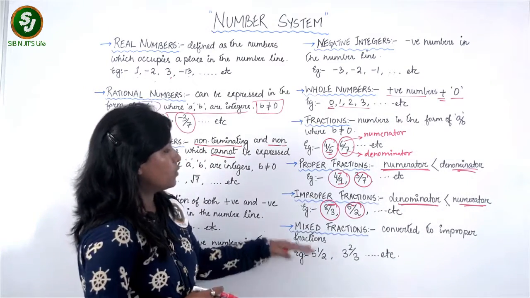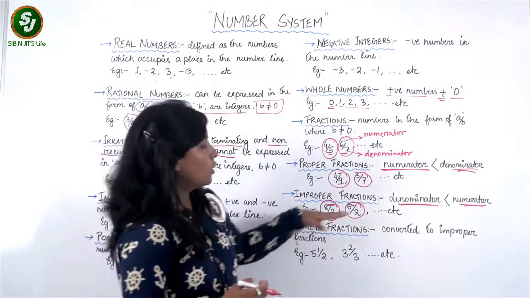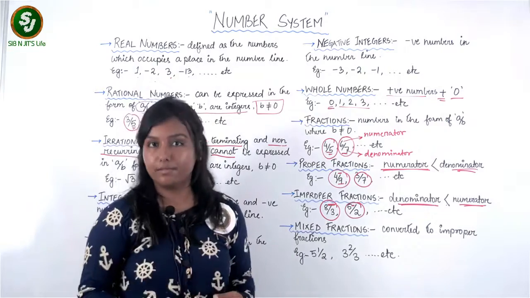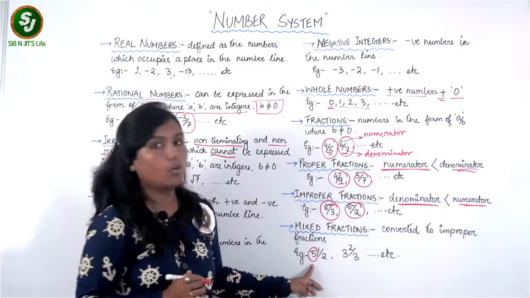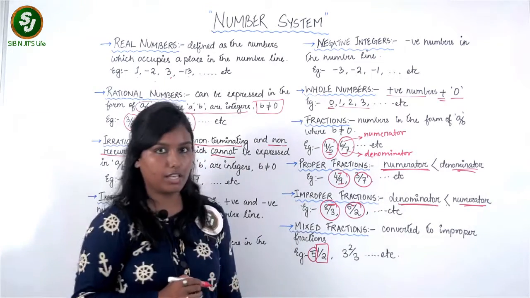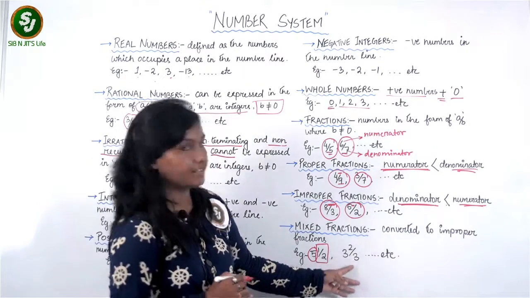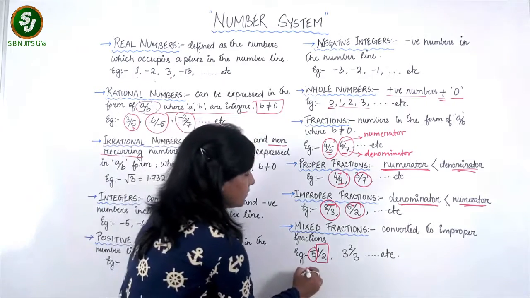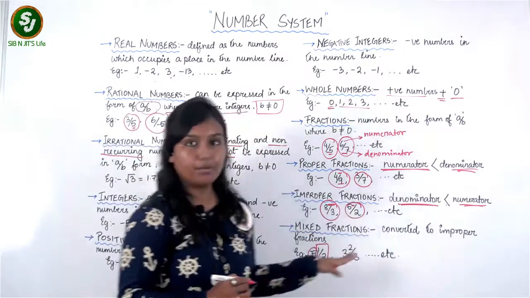And finally we come to mixed fractions. What are mixed fractions? They are the fractions which you can convert to improper fractions when you simplify them. And in a mixed fraction, you have a whole number first and then a fraction. Okay, suppose 5 1 by 2, or you can say 3 2 by 3, all are mixed fractions. But how do you simplify them? After you simplify it, it turns out to be an improper fraction.